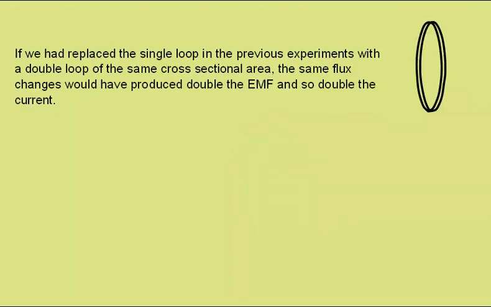If we'd replaced the single loop in the previous experiments with a double loop of the same cross-sectional area, like this, the same flux changes would have produced double the EMF, and so double the current.